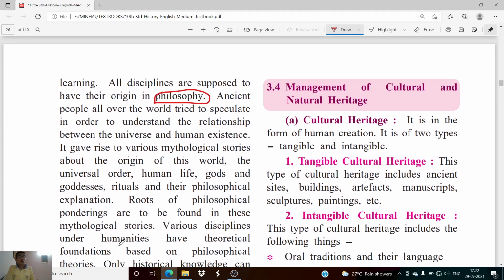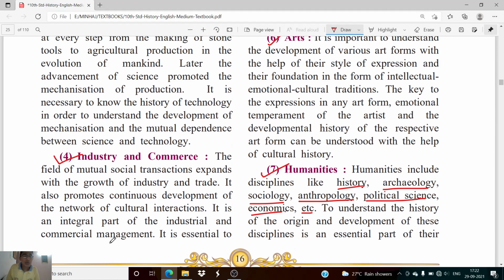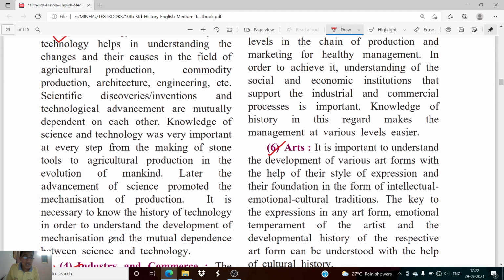So, if we want to study the tradition, the rites and rituals of different religions, if we want to understand how the earth has been formed into a planet where life has been created, and what the philosophical explanations behind those formations are, if we want to understand all this, we have to take the help of history. So these are the fields where applied history is used to understand all these fields.